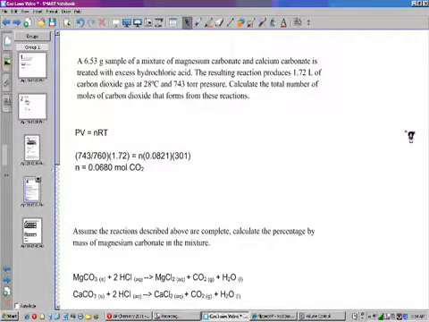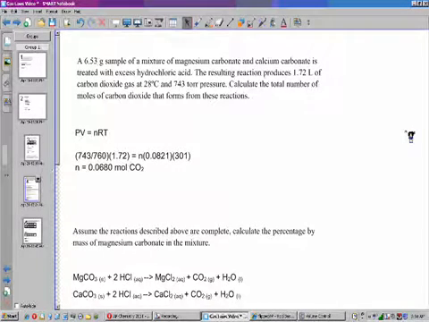The next problem is: a 6.53 gram sample of a mixture of magnesium carbonate and calcium carbonate is treated with excess hydrochloric acid. The resulting reaction produces 1.72 liters of carbon dioxide gas at 28 degrees Celsius and 743 torr pressure. Calculate the total number of moles of carbon dioxide that forms from these reactions.